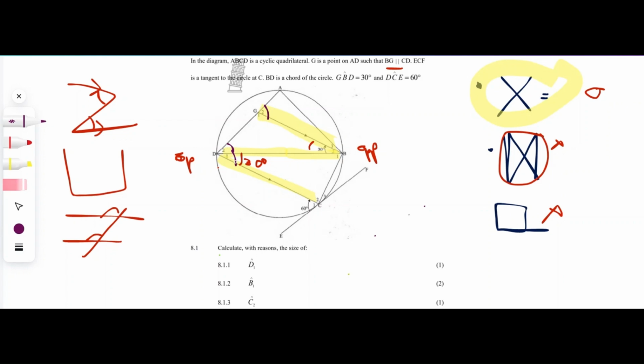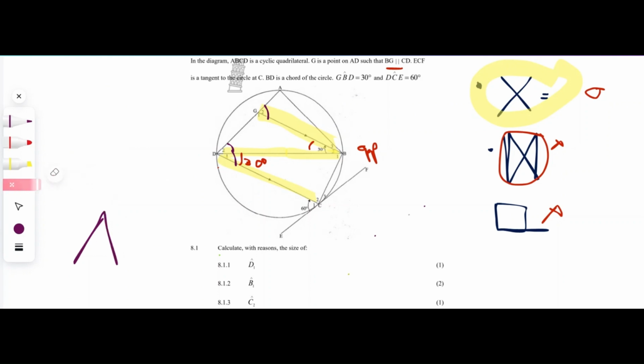Okay, so now let's continue on, guys. They tell us that ECF is a tangent line. Now we're also going to write down a few of the rules that we're reminded of when we think of tangent lines, guys. So we think of tangents from the same point. We think of tan chord. I'm just going to write T, C for tan chord. We think of tangent perpendicular to radius.